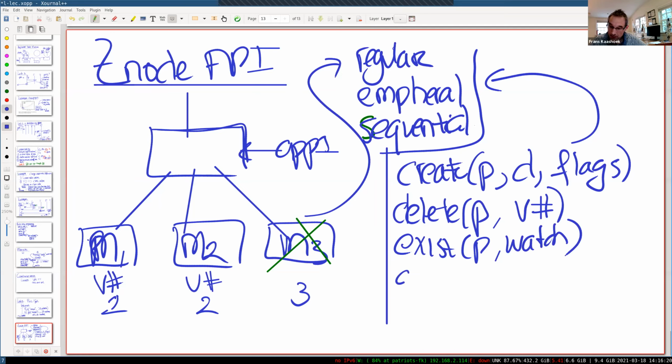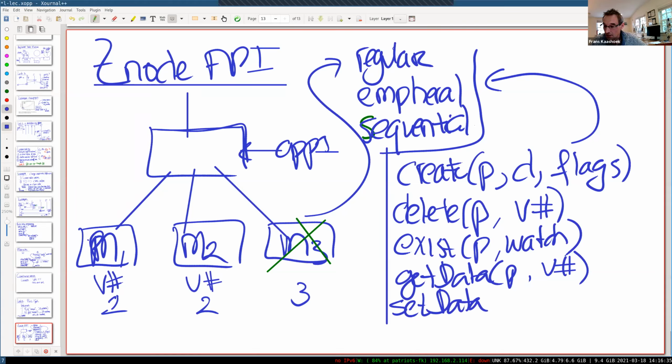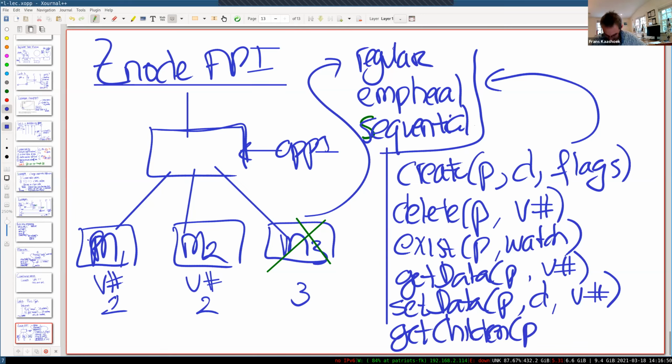And then there's a get data primitive that takes a path and a version number. We'll see that these version numbers are the trick, or the key, to actually get our atomicity. And then there's set data, which takes a path, data, and a version number. There's also a call for get children to get all the children of a particular Z node, which takes a path and I think a watch. And sync is basically a cop-out operation to ensure that, if you really need strong linearizability.